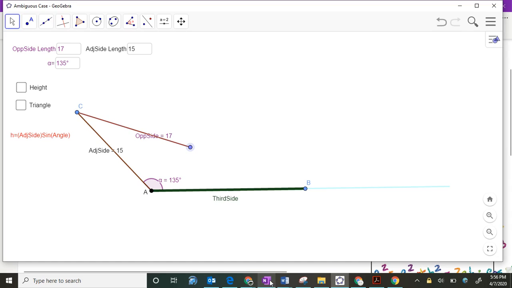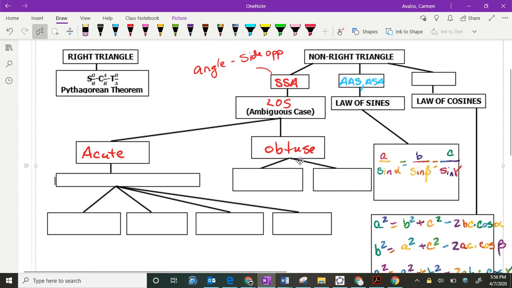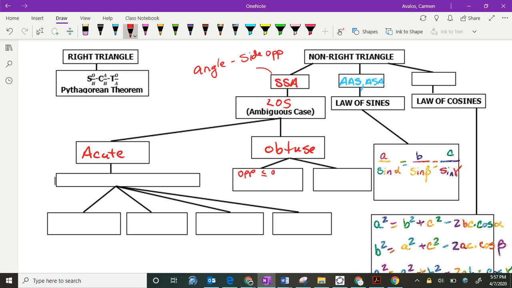So now going back to fill in our chart here, if it's an obtuse angle, if the opposite side is smaller than the adjacent side, then we know we have no solution because there is not a triangle. It doesn't reach it. Now, if the opposite side is greater than, not equal to, greater than, because it cannot be equal to the adjacent side.